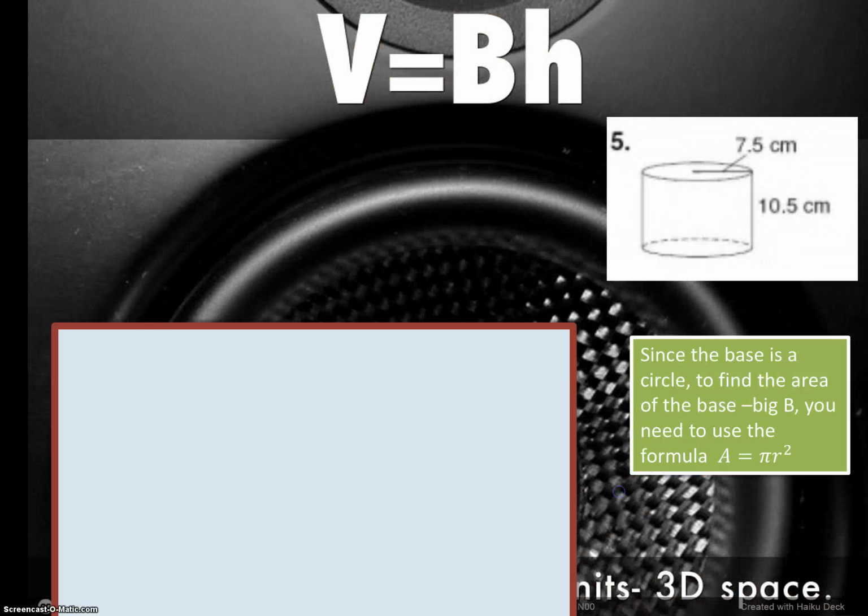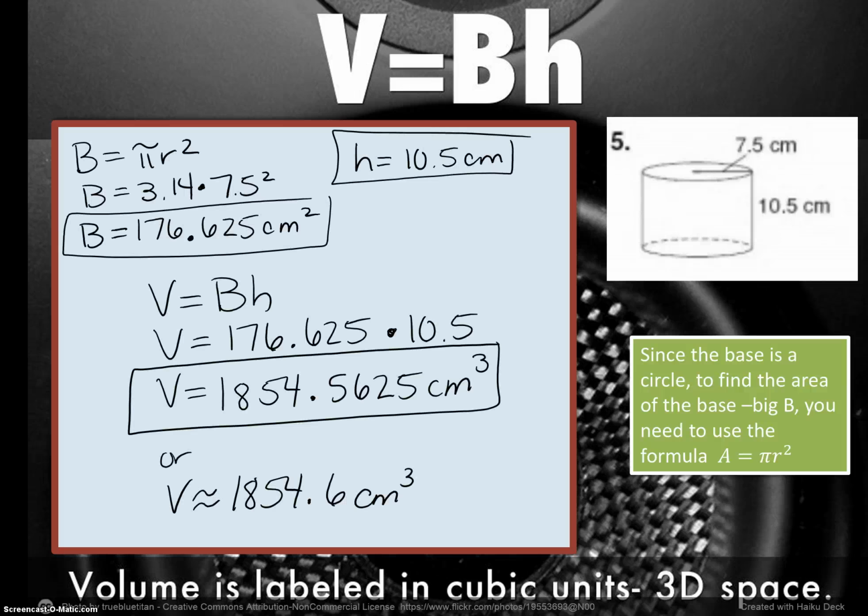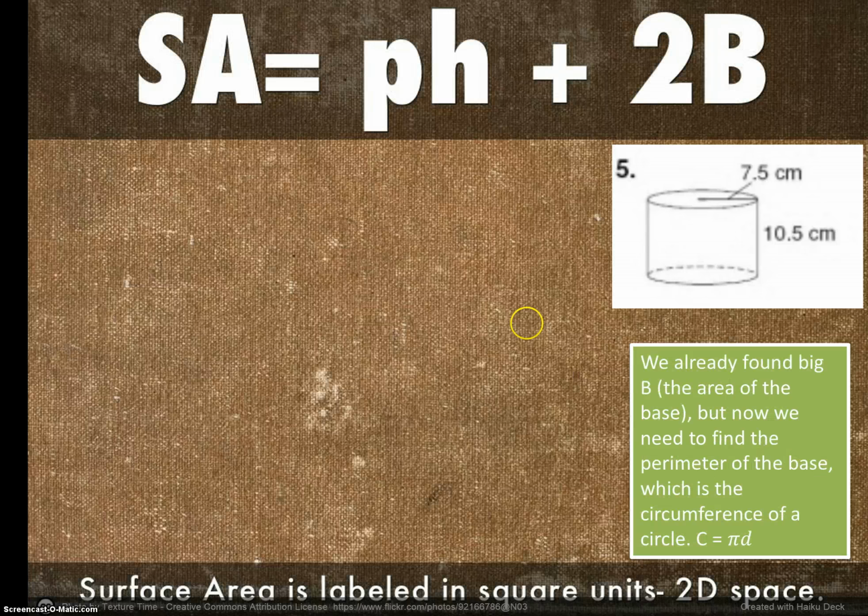All right. I'm going to go quicker here. Just pause the video, see if you can rock this volume. Okay, so you get a volume of 1,854.5625 cubic centimeters. That's the answer I would prefer, but if you wanted to round it, you could get 1,854.6 centimeters cubed. Just make sure if you're rounding that you're putting the approximate symbol, because that shows that it's not an exact answer and that you did in fact round.